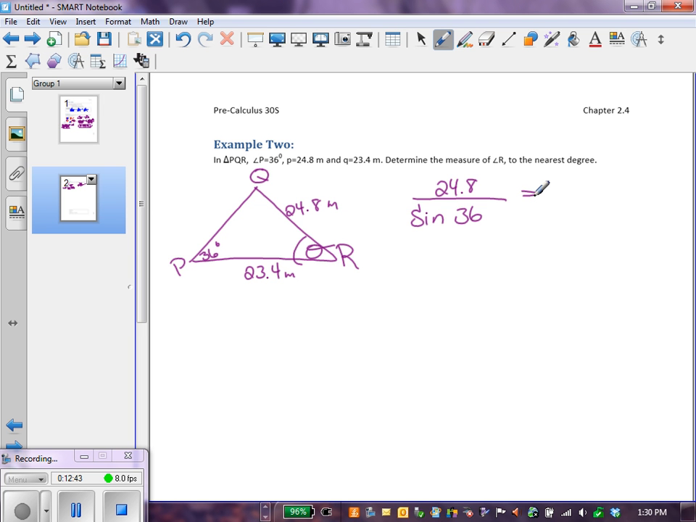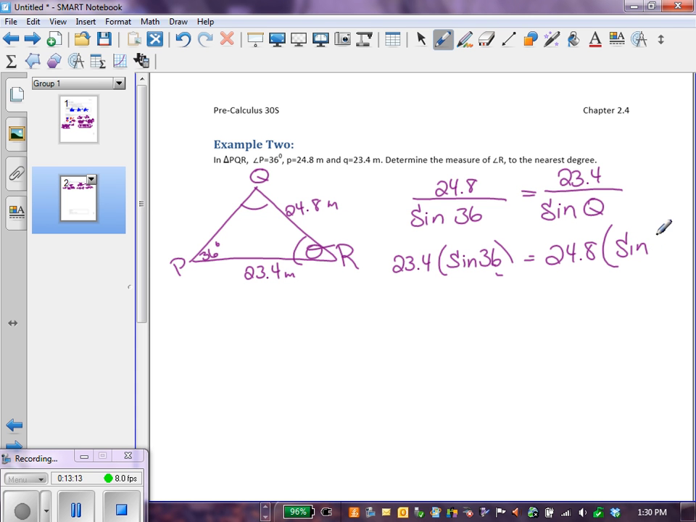I don't know why you would do that. I mean, who am I to judge? Maybe you want practice. Don't worry, there'll be enough. Sine Q. So again, I'm not going to do any of my sines. I'm going to do my cross multiplying first. So I'm going to have 23.4 times sine of 36 equals 24.8 times sine of Q.